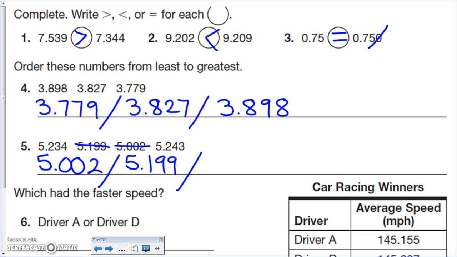Next, we have 5 and 234 thousandths and 5 and 243 thousandths. So we know they both have 2's in the tens place, so we're going to look at the hundredths. And we know our first number, the 3, is smaller than the 4 in the last number, so 5 and 234 thousandths is going to go next. Finally, we know 5 and 243 thousandths is going to be our greatest number.